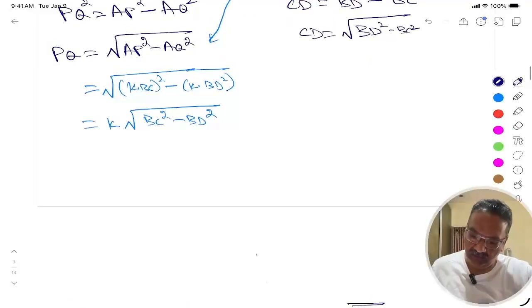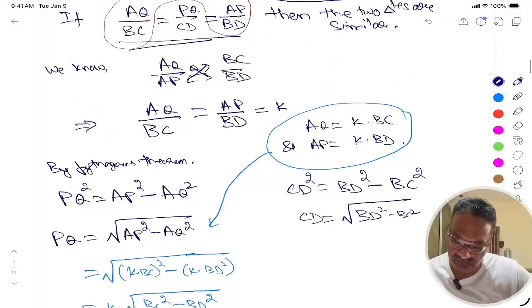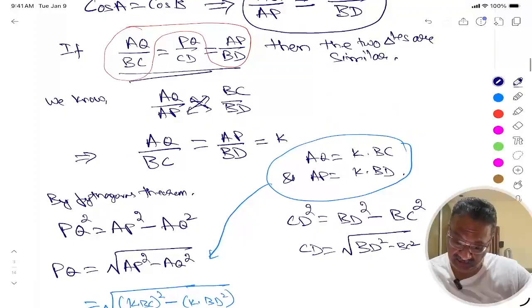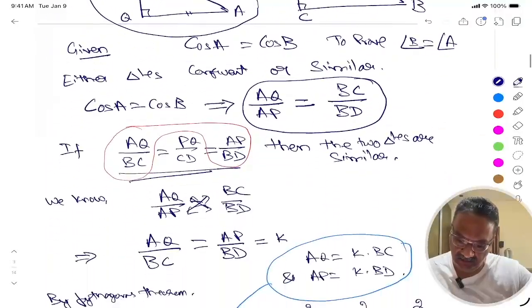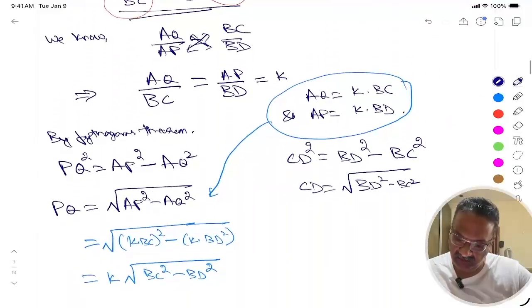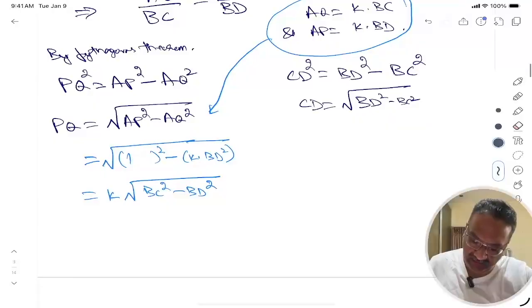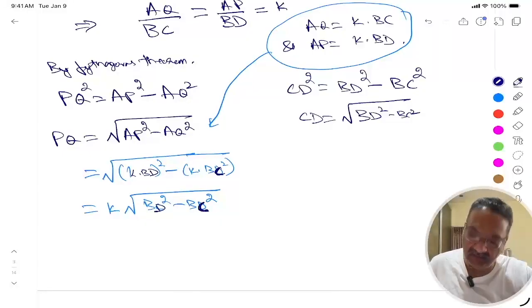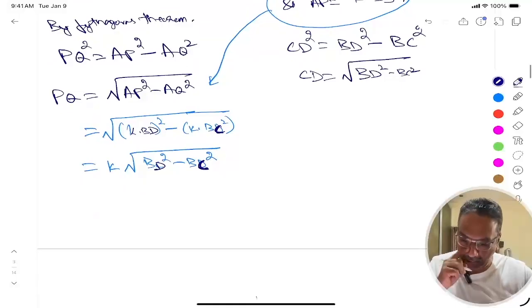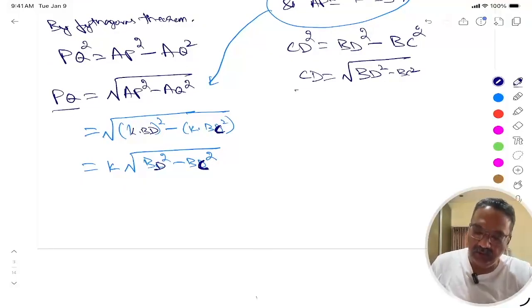Okay, so now if you divide these two, did I make some mistake here? AQ is equal to K times BC, AP square minus AQ square. AQ, okay, this is BD, sorry, AQ is BD, K times BD square minus K times BC square. So BD square minus BC square. Okay, so now we have got PQ and CD.